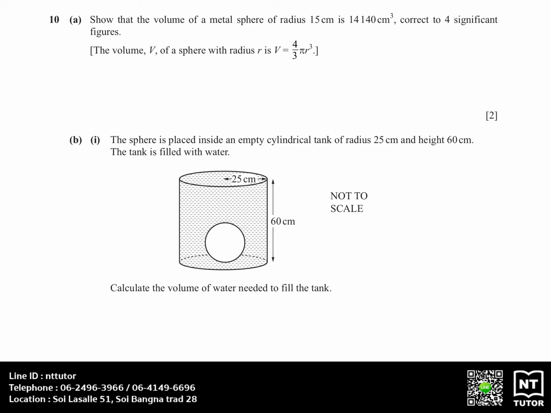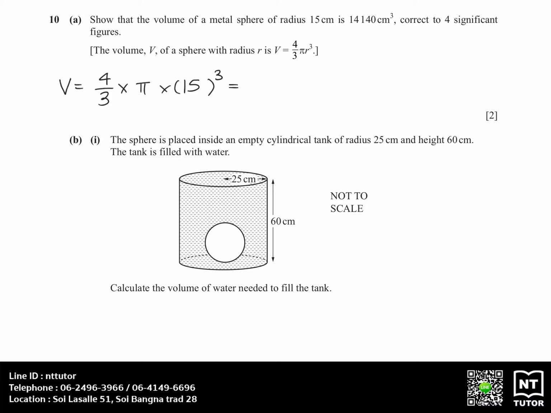A. Show that the volume of a metal sphere of radius 15 centimeters is 14,140 centimeters cubed, correct to 4 significant figures. The question already gave us the formula for the volume of the sphere, so all we need to do is substitute the r, which is the radius, with 15 centimeters.